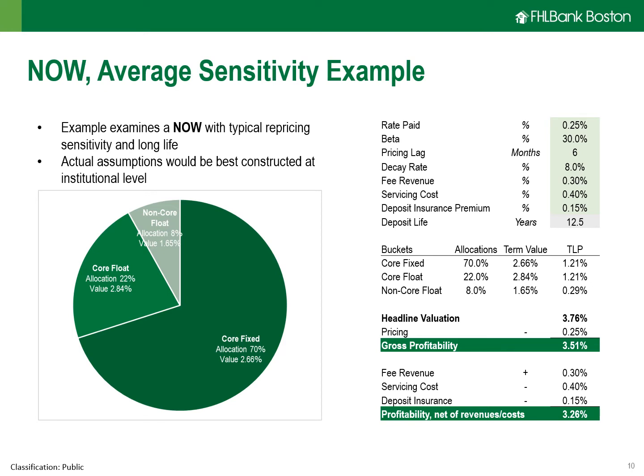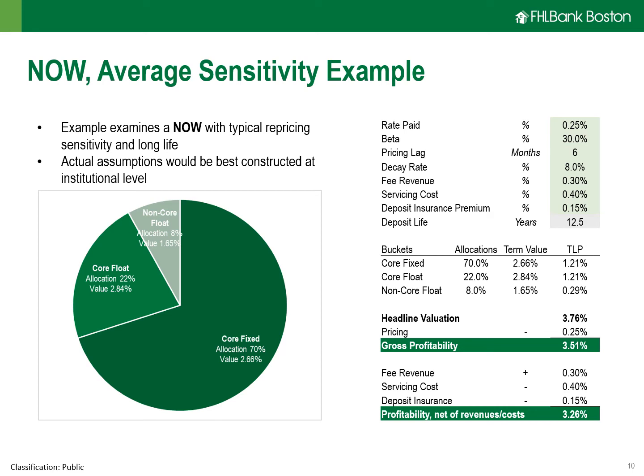So the rate paid on this account is 25 basis points. It's a NOW account, so it's got some beta, but it's not very high, 30%. The lag pricing assumption is that it won't reprice for 6 months. The decay rate's 8%. It's got some fee revenue and servicing costs and deposit insurance associated with it. And the deposit life in this tool is just assumed to be the inverse, the reciprocal of the decay rate. That's just a mathematical truism.